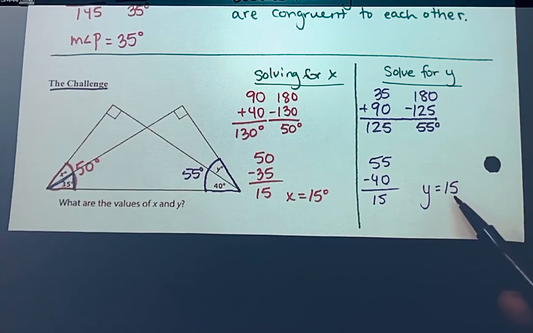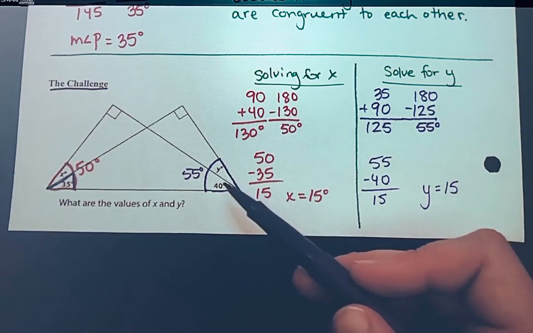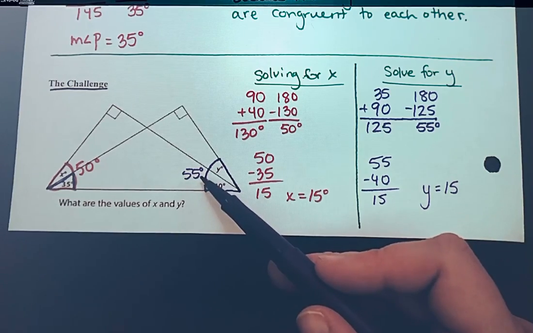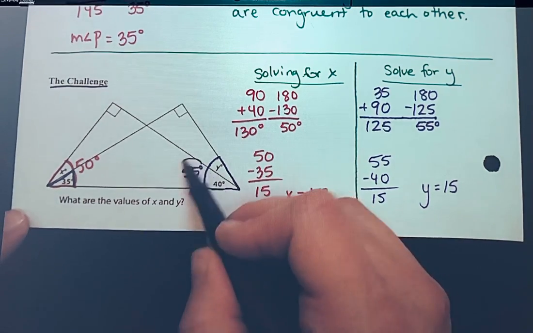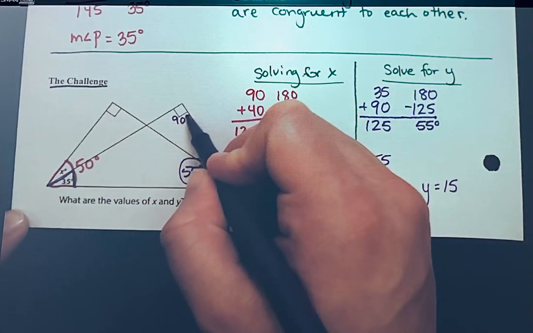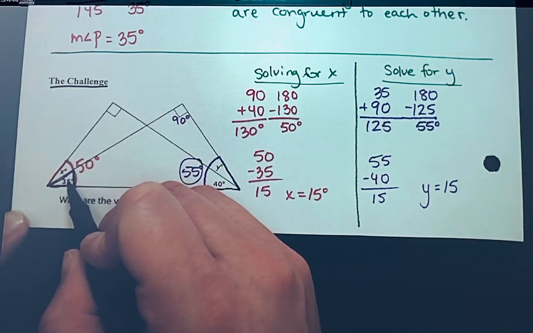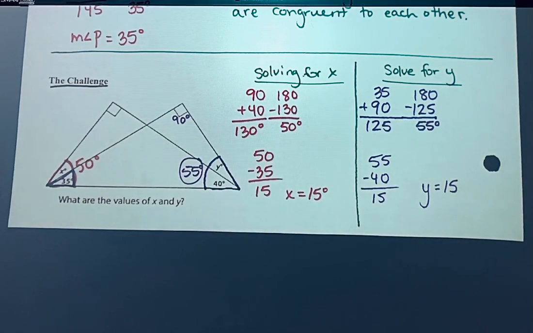Again, test it out and make sure it's correct. Well, 15 plus 40 is 55, and 55 plus 90 plus this 35 here is 180 degrees.